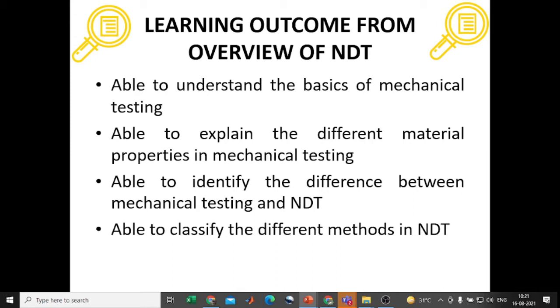Likewise, you may explain these properties with the mechanical testing procedures, and also you will be able to identify the difference between mechanical testing, which means destructive testing, and non-destructive testing. And finally, you will be able to classify the different methods in NDT technique, non-destructive testing technique. So these are all the things you may learn from this overview of NDT subject.